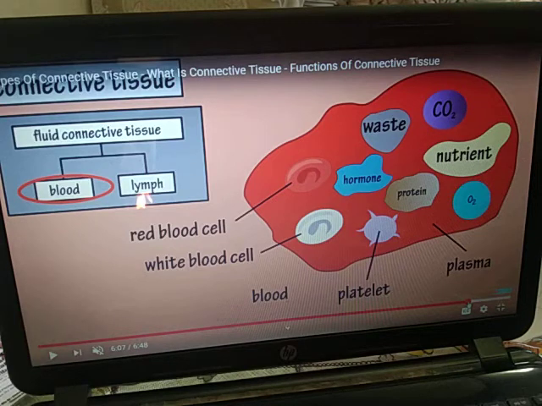The blood flows and transports gases, digested food, hormones and waste materials to the various parts of the body. Since the ground substance is liquid, it is called the fluid connective tissue.